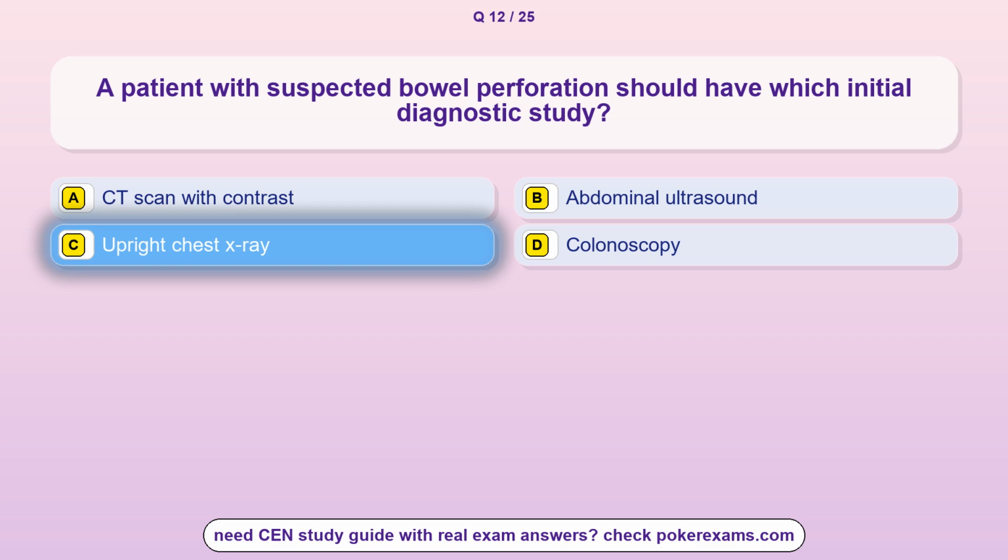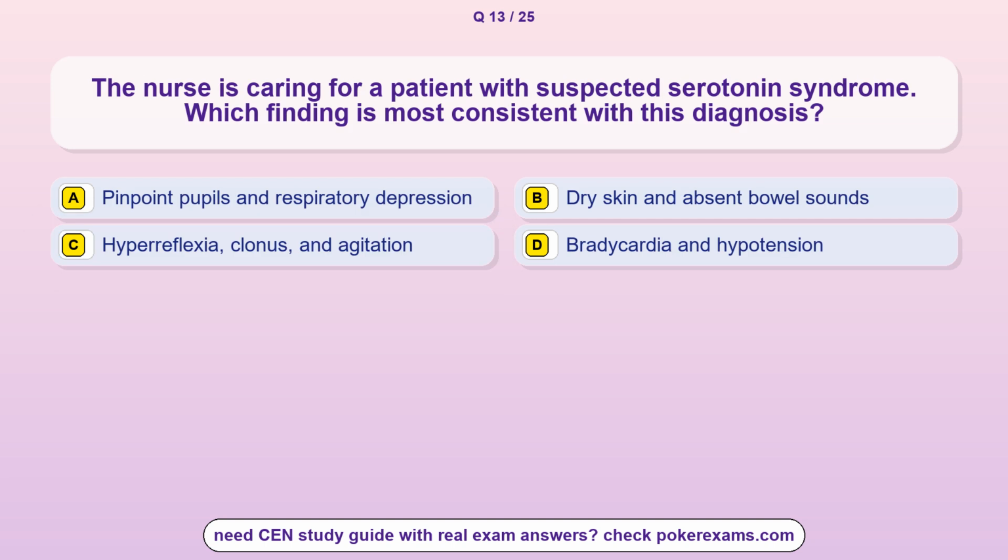The correct answer is option C, upright chest X-ray. Question 13. The nurse is caring for a patient with suspected serotonin syndrome. Which finding is most consistent with this diagnosis?